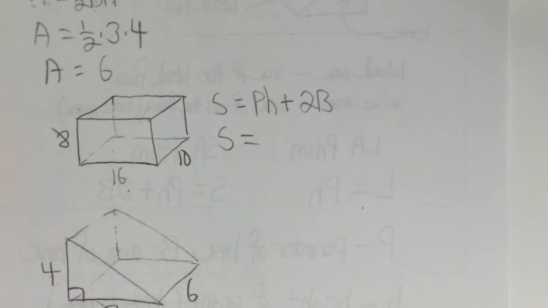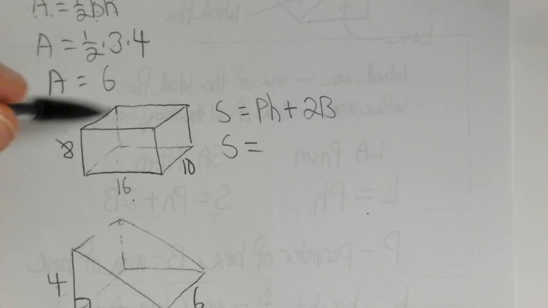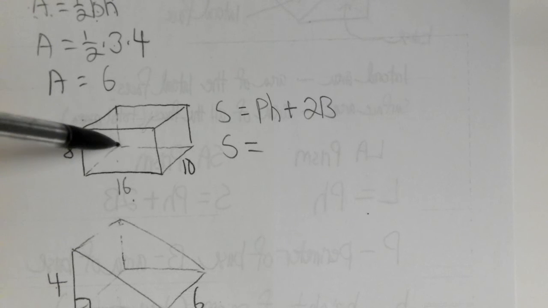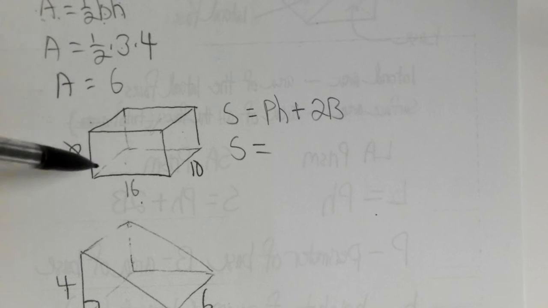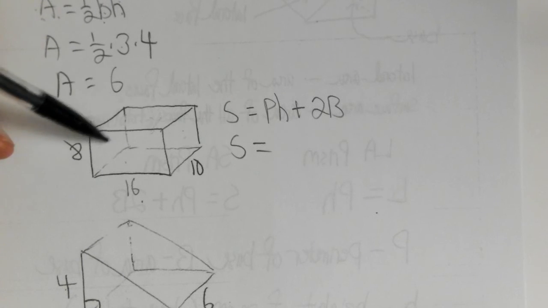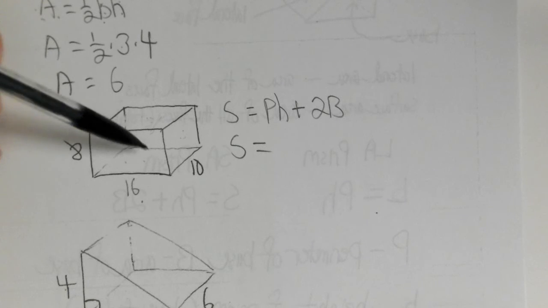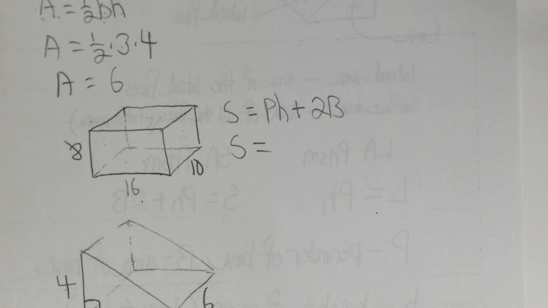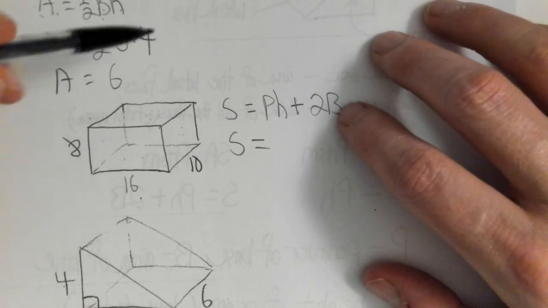Alright, now in a rectangular prism, remember prisms are named by the shape of their base. In a rectangular prism, the dilemma is, well, which side do I need to use for the bases? Because the front and the back are congruent and parallel, the left and the right are congruent and parallel, and the top and the bottom are congruent and parallel. The answer is you could use any ones that you want. Okay? The answer for the full surface area would not be affected.